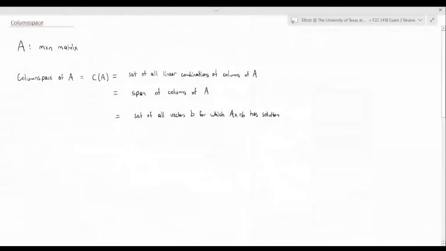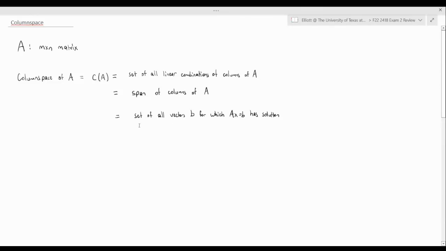So next we'll talk about column space a little bit. For any m by n matrix, the column space of A is the set of all linear combinations of the columns of A. And remember, that's just the span of the columns of A as well. So those are the same thing.